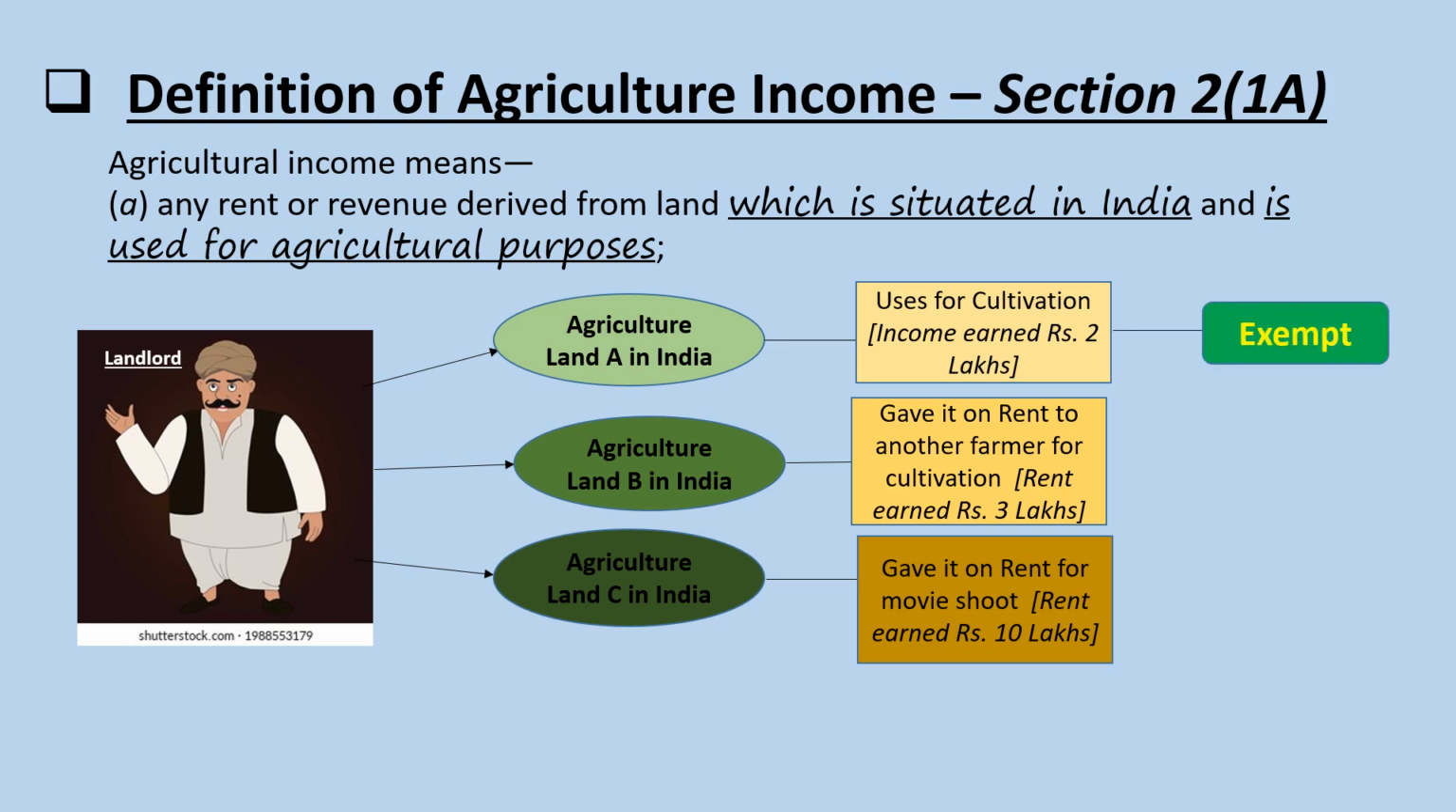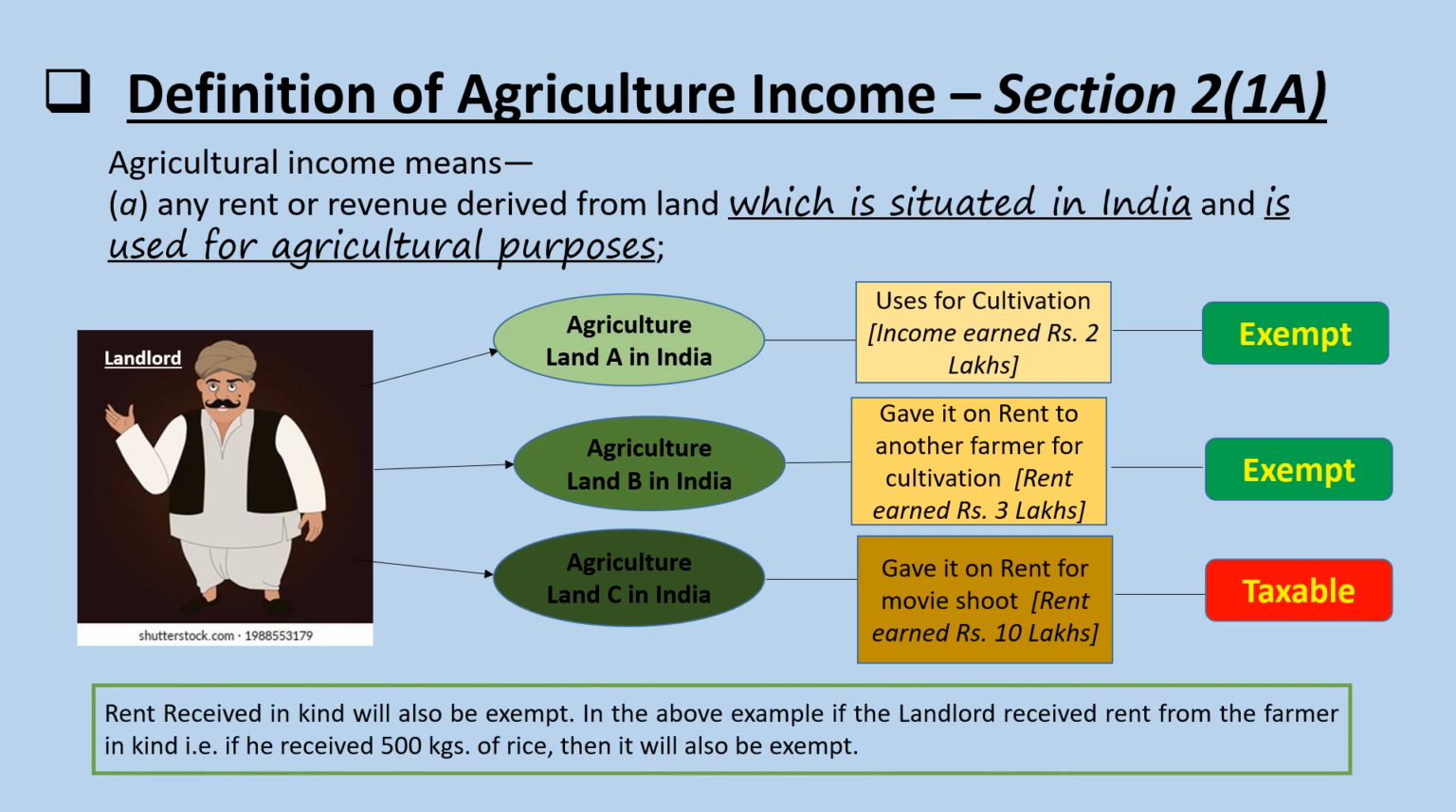In the first case he uses the land for agricultural purpose, so the income earned of rupees 2 lakh is exempt. In the second case, he gave it on rent to another farmer who uses it for agricultural purpose. So rent earned by a landlord of rupees 3 lakh is exempt. In the third case, he has given the land on rent for a movie shoot. Now movie shoot is not an agricultural activity. So the rent income earned of rupees 10 lakhs is taxable.